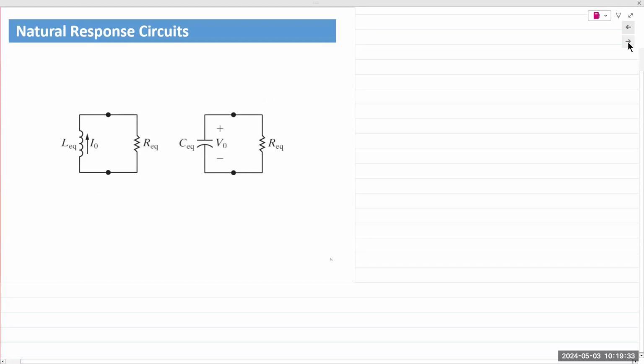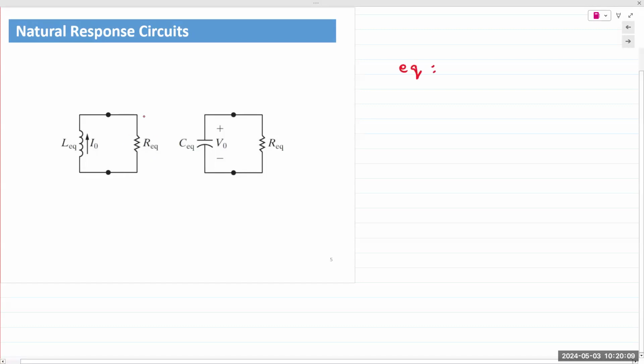If you have an inductor or capacitor in a circuit, let's back up. Electric circuits will always have resistors. Resistors are a way of controlling the current, right? If a resistor is not present, current is infinite, right? So any electric circuit will always have resistors in the circuit. Now, here you see the natural response circuit simply shows you one inductor, one capacitor connected to one resistor each. Okay, but note that it says EQ.